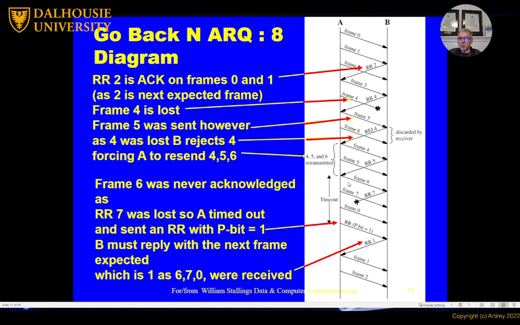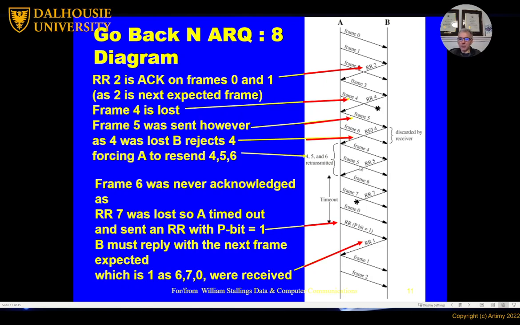All right, so I'm going to continue and then explain why we use this. It seems like a waste of bandwidth, right? If 5 and 6 were received okay, why are we sending all of them again? I'm going to explain this in a minute. But let's continue. So frame 4 is sent.